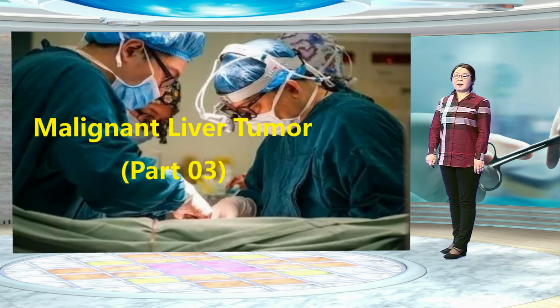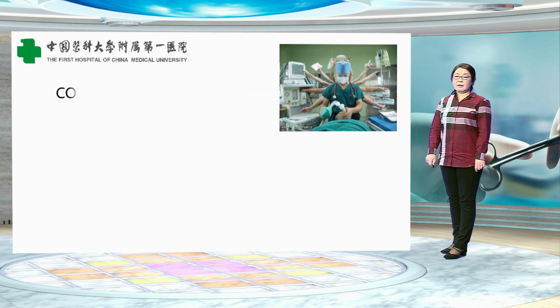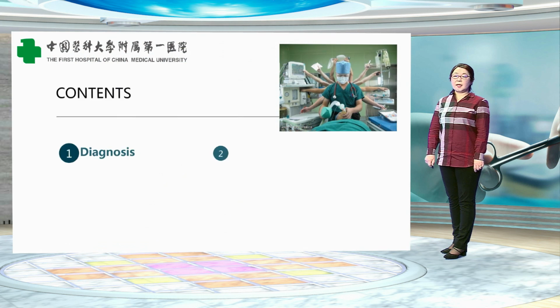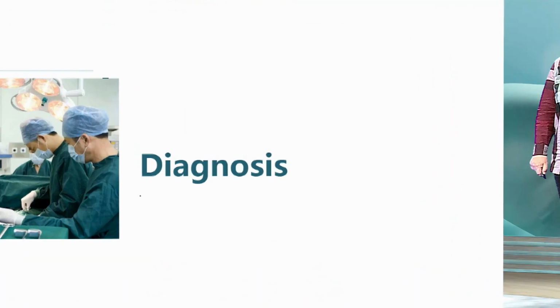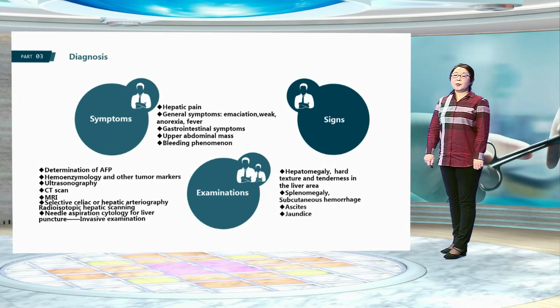Let's come to the third part of malignant liver tumor. We are just to talk about HCC. The contents include diagnosis, treatment, and future. First, let's talk about diagnosis. Diagnosis includes symptoms, signs, and examinations.